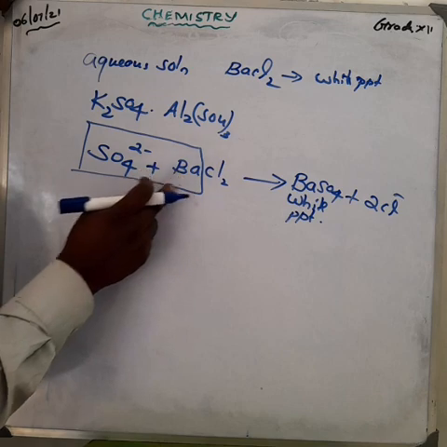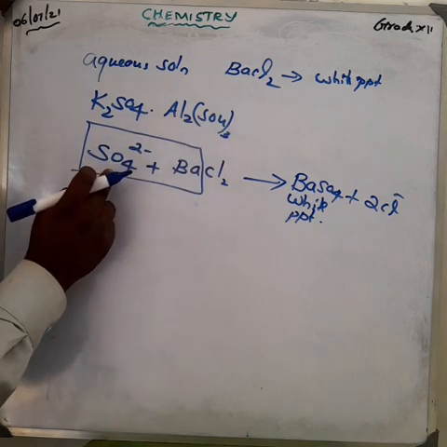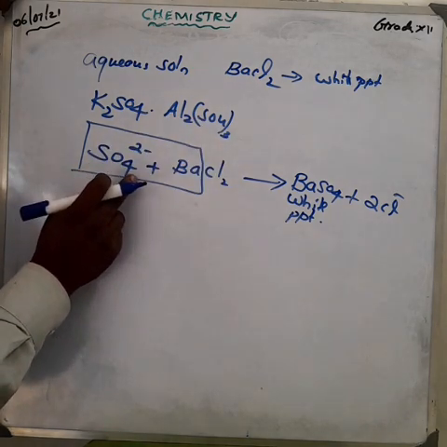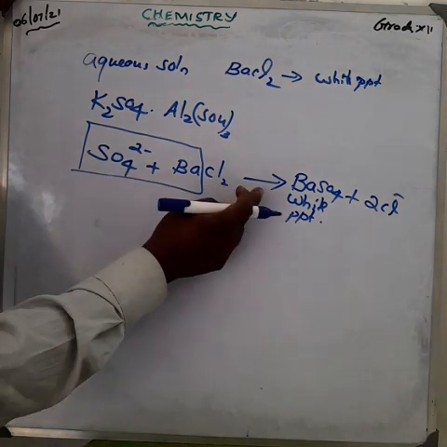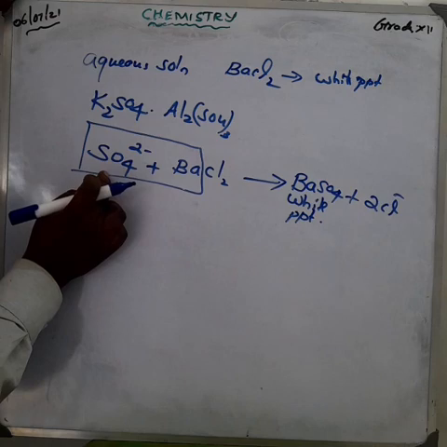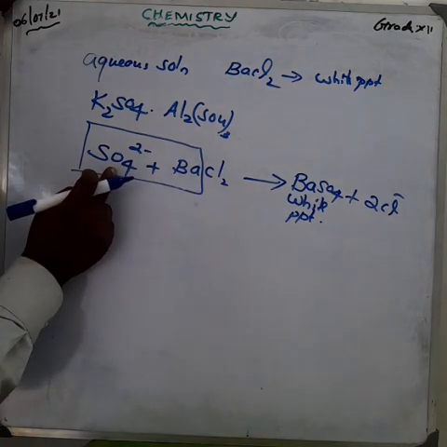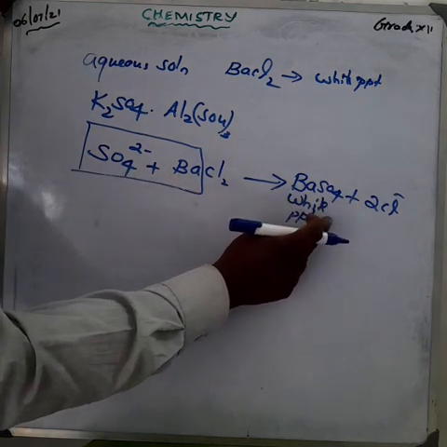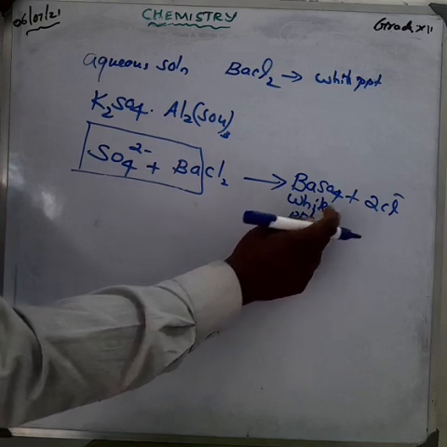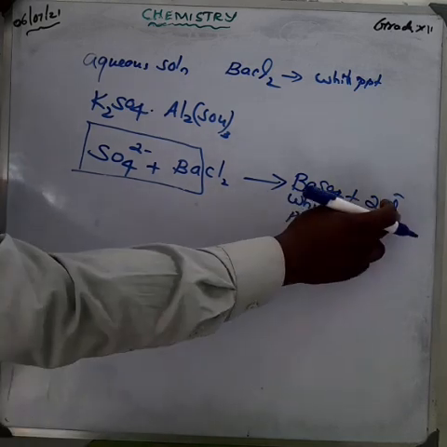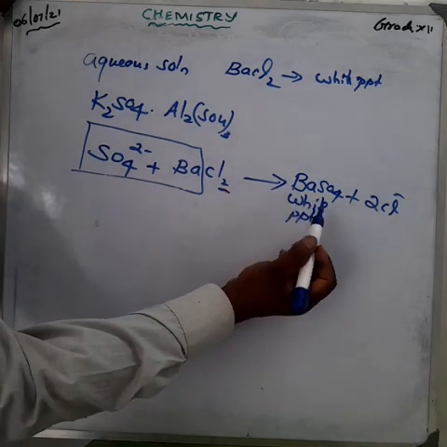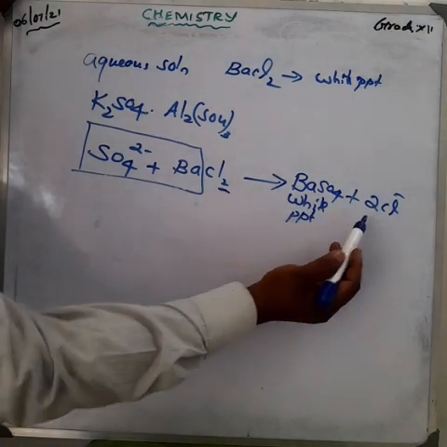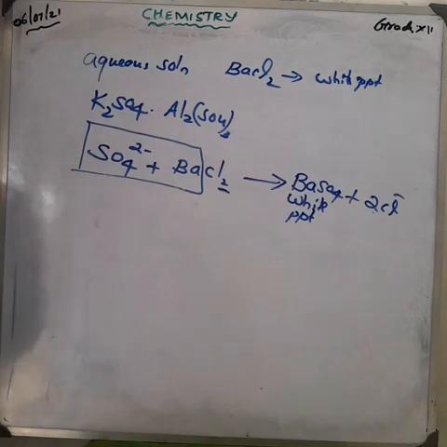Potash alum, that sulfate radical, SO4 2 minus ion, on reacting gives barium combines with the sulfate to form barium sulfate, and also we get chloride ion, Cl minus. That can be written as 2Cl minus. The equation is balanced.